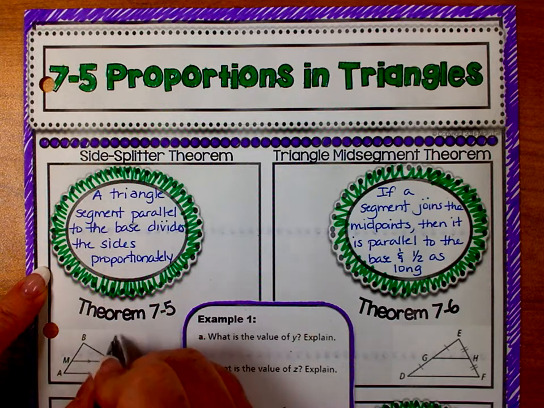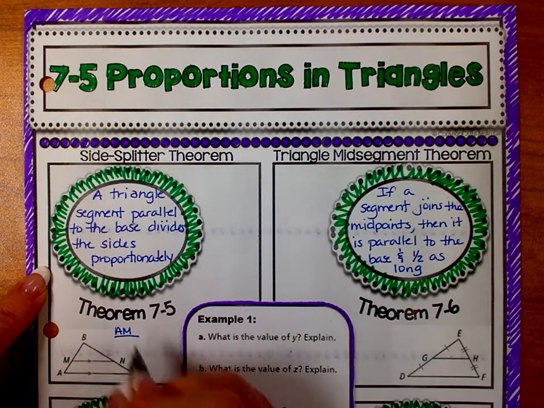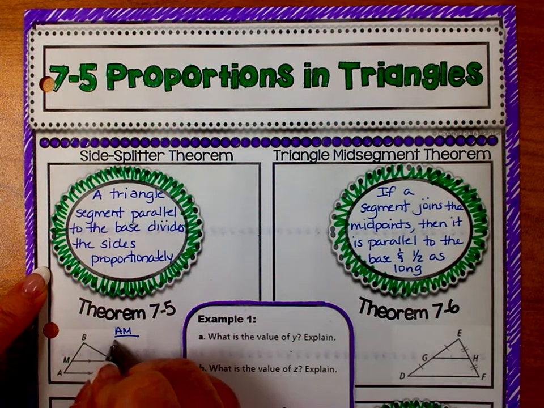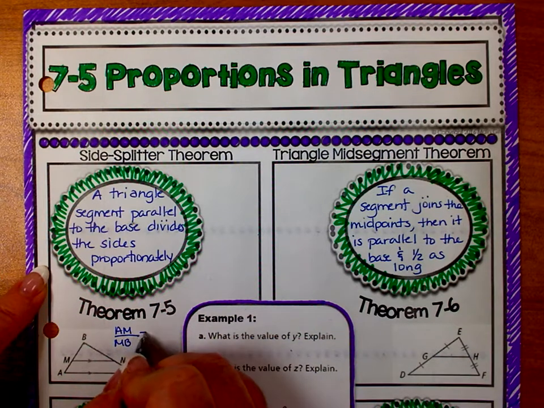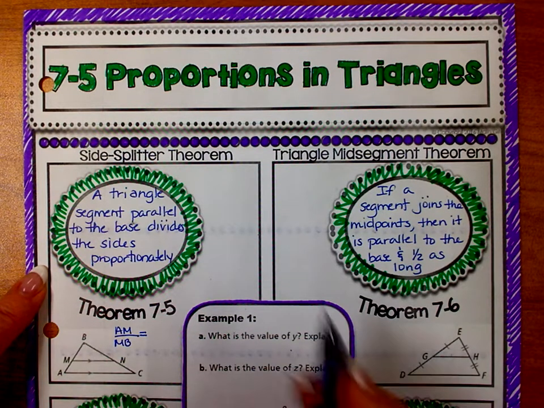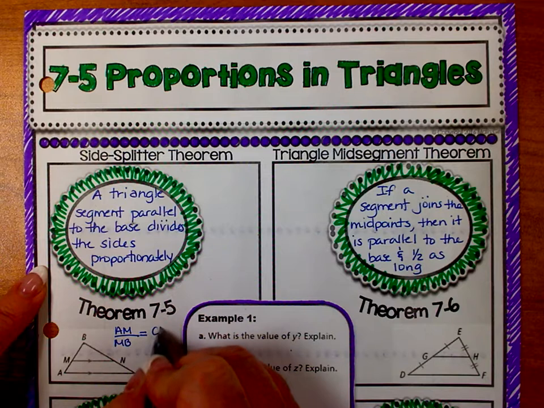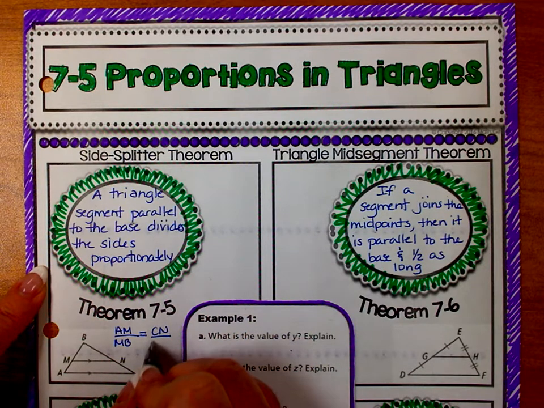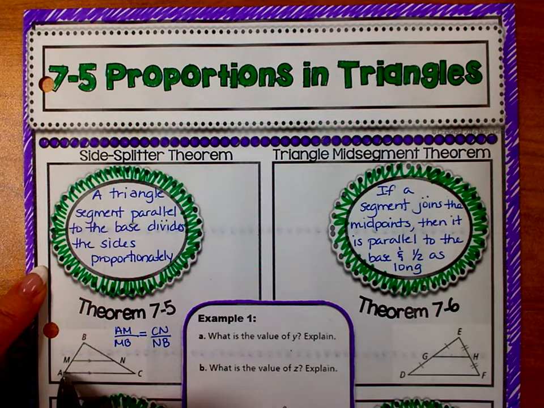So looking at the diagram, we can set up a proportion from the sides. So AM over MB is going to be equal to CN over NB. So this part over this part is equal to this part over this part, making them proportional.